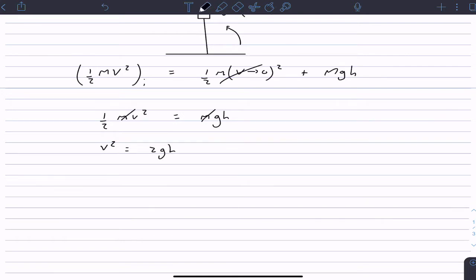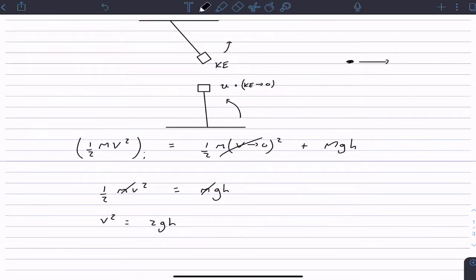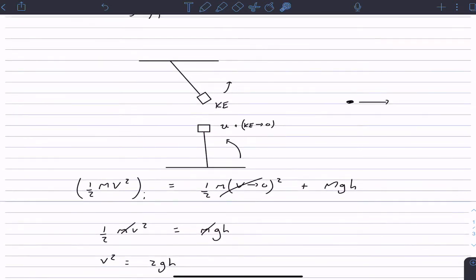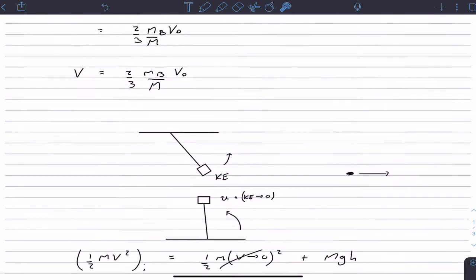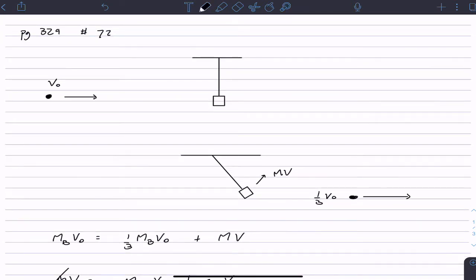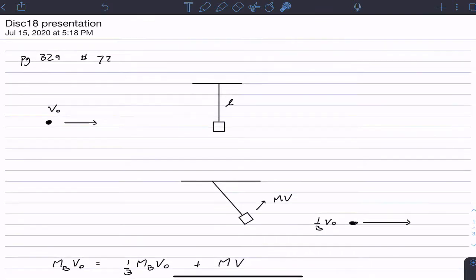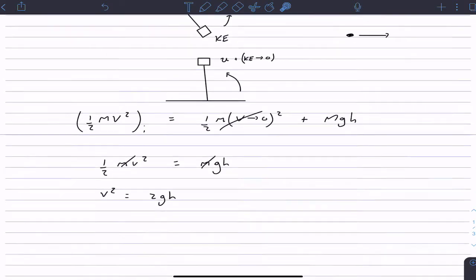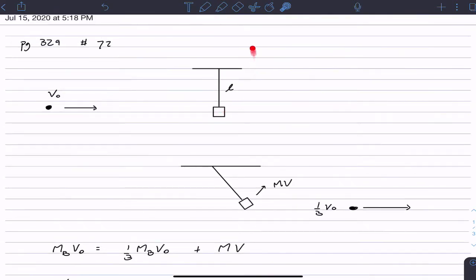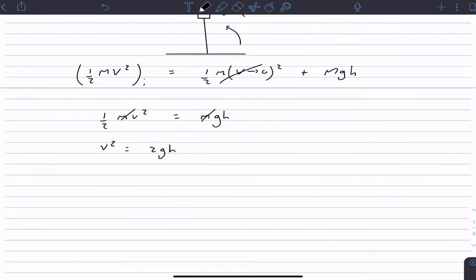So what is h? We don't want to just leave it in terms of something that we don't understand. We're told at the beginning of the problem that this pendulum length is L, and so if this thing travels all the way up here, it has gone a distance of 2L. So that's what h is. So then we're going to write h as 2L. That means that v is equal to the square root of 4gL, which means that it's equal to 2 times the square root of gL. So here's v.